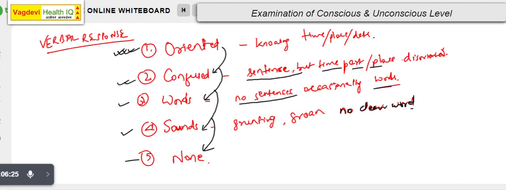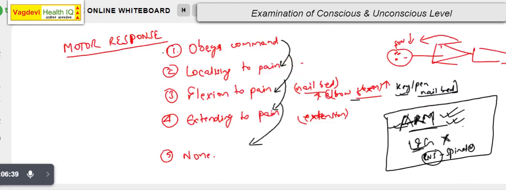Third is words. In that case, no sentences, occasionally some words will be pronounced. In the fourth case, if you are not able to see even the words, you have to find out if any kind of sound is there. If no sound, the patient is lying totally calm, then you have to record it as none.